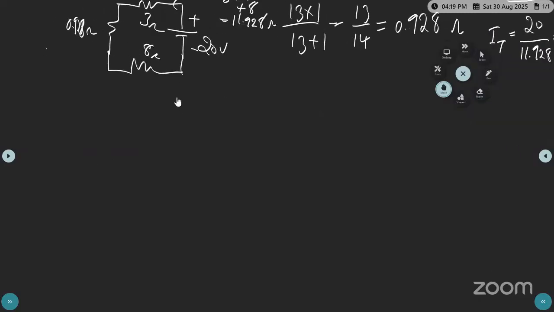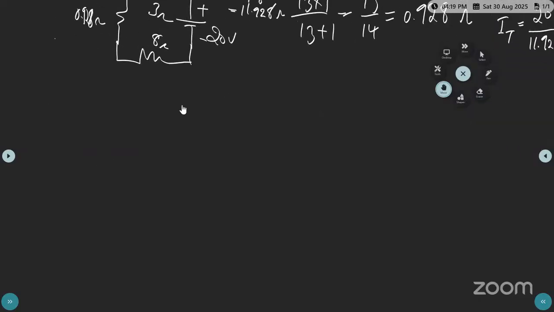For this reduction technique, you have to know the concept of series and parallel. Now we'll do one mesh analysis problem.